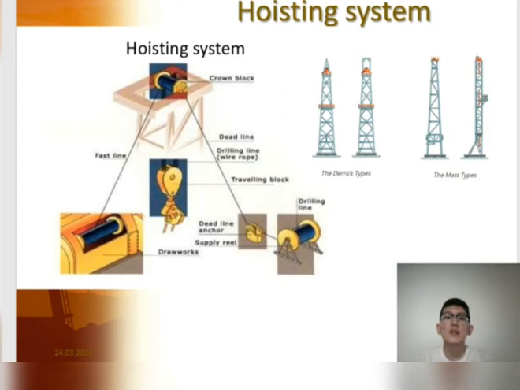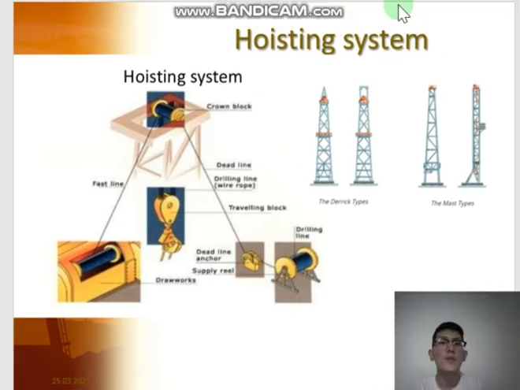The hoisting system's purpose is to set up the equipment necessary for handling any material inside the well, like the drilling string and the casing. It consists of a structural part: the derrick or mast and the substructure, the complex of the crown and traveling block, as I said before, and the drawworks. So you see here two types of derrick and two types of mast.